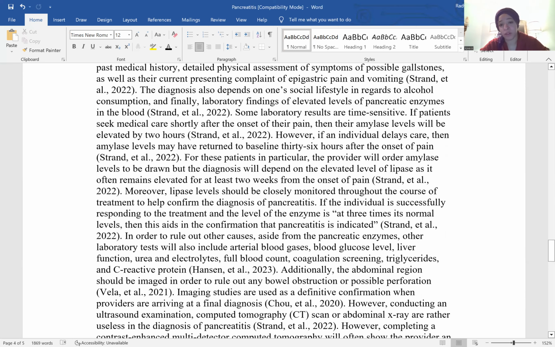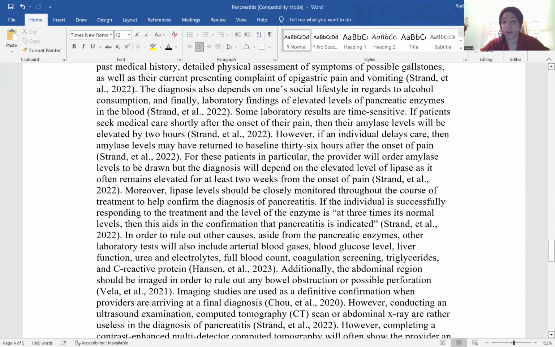Some laboratory results are time sensitive. If the patient seeks medical care shortly after the onset of their pain, then their amylase level will be elevated by 2 hours. However, if an individual delays care, then the amylase level may have returned to baseline 36 hours after the onset of the pain.